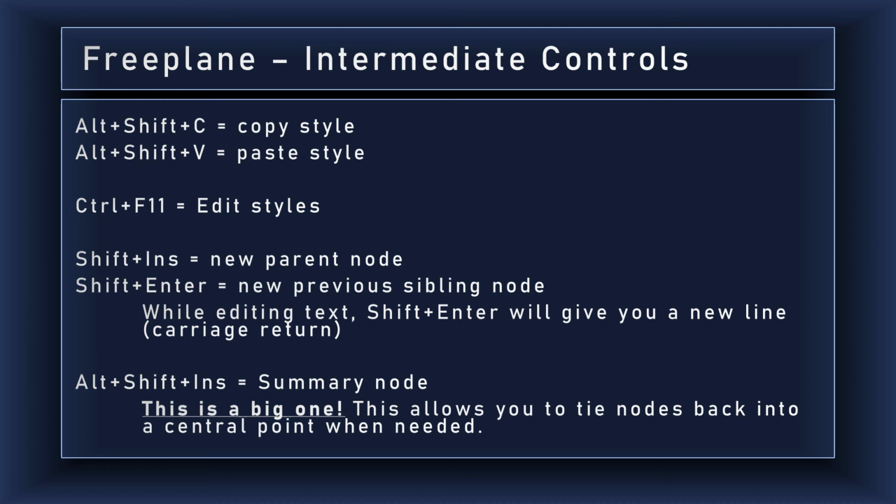Alt-Shift-Insert, this is a big one, guys, the summary node. This lets us take multiple nodes and tie them back to a central point when we need to. So let's say that we have 3 pieces of dialogue and all of them go to a particular node next. We meet somebody, we talk to them, we get to a point, and no matter what we say, we're going to move to a particular node next. Let's say that it's just node 5, and we're in node 4 right now. So in node 4, they have their reply, we have our responses, and we can have 5 or 6 different responses, and they all go back to node 5. That summary node is going to allow you to represent that visually very easily.